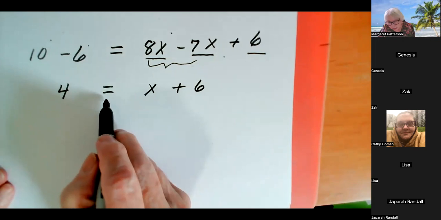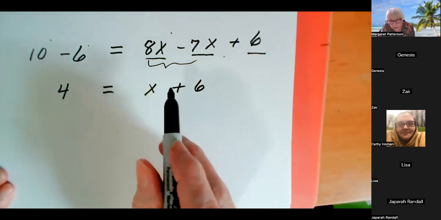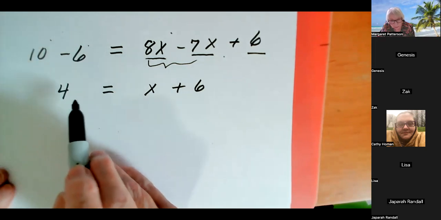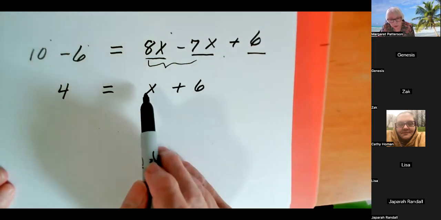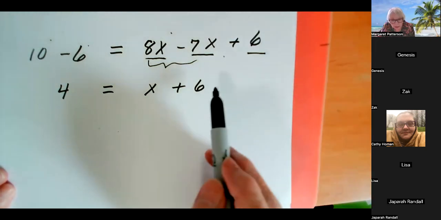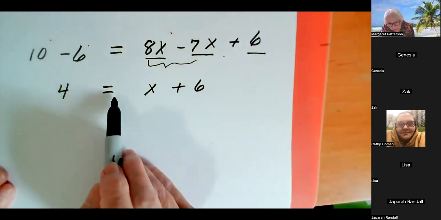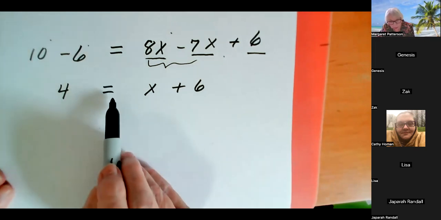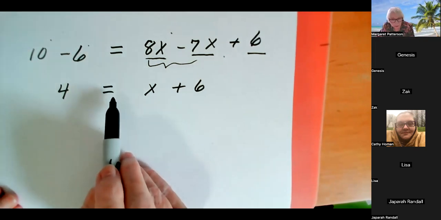Because I'm stating that these two sides are equal, I have to be fair about it. I subtracted 4 correctly. I put these together and called it x. I didn't throw away the 6. It's still equal. It was equal to begin with. It's still equal. That's the whole idea of an equation, equal.